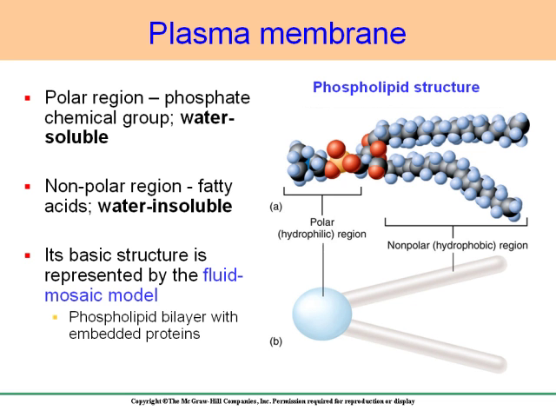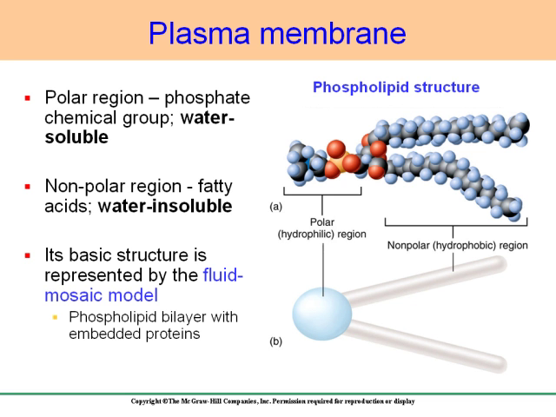The polar region is water soluble, while the nonpolar region is water insoluble. What this means is that the polar region is going to be touching areas on the inside and the outside of the cell. It's going to be touching those areas that are water-based, whereas the interior of the plasma membrane is going to be nonpolar. It is not going to be touching areas that are water soluble.